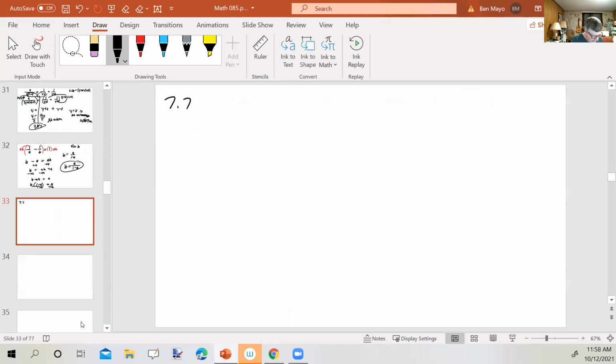Section 7.7, application problems. Make sure that you know that distance equals rate times time, and that interest equals principal times rate times time.